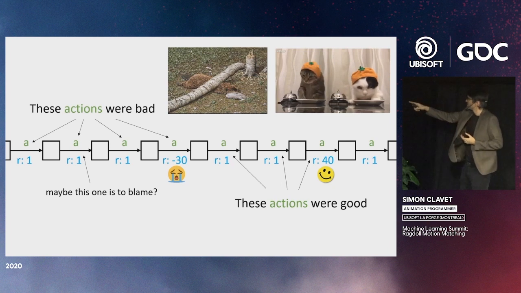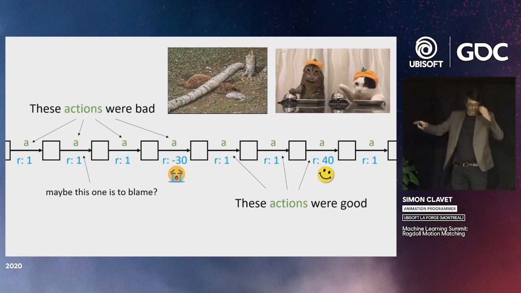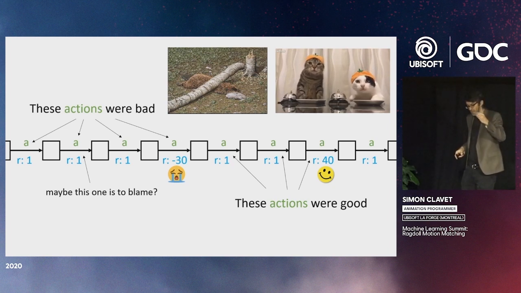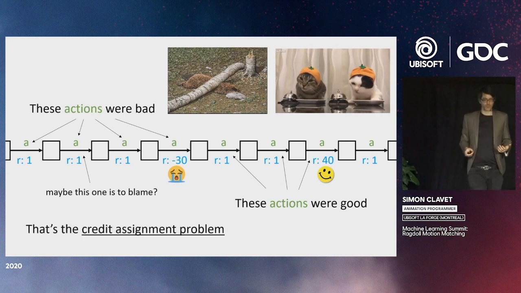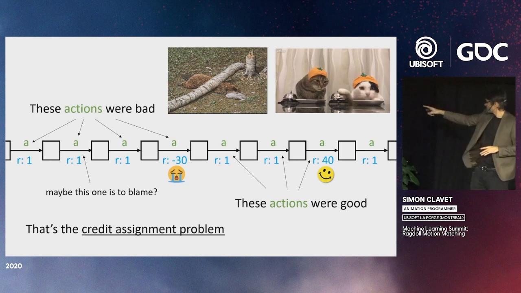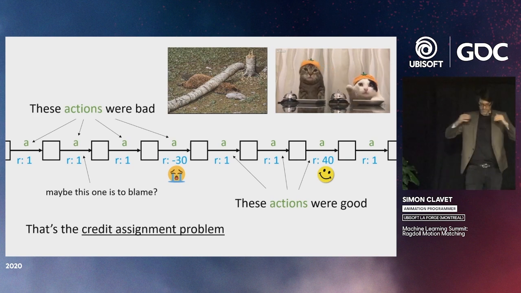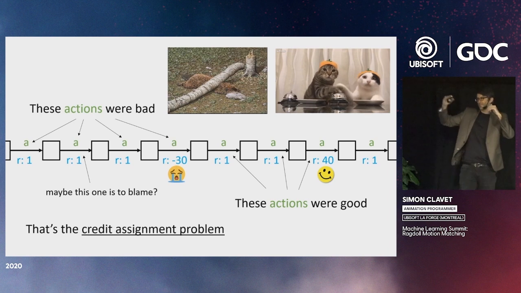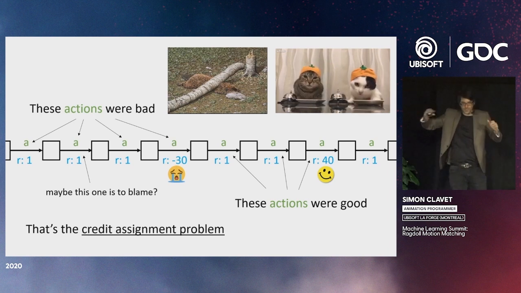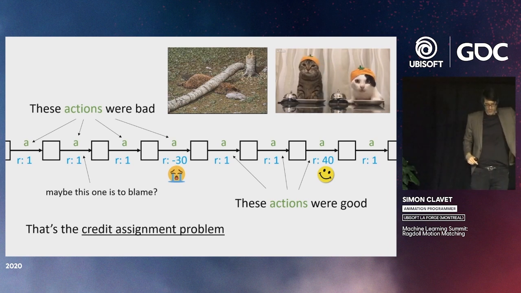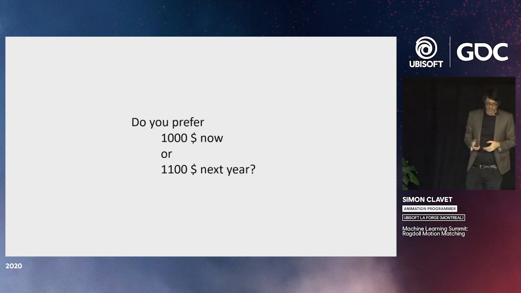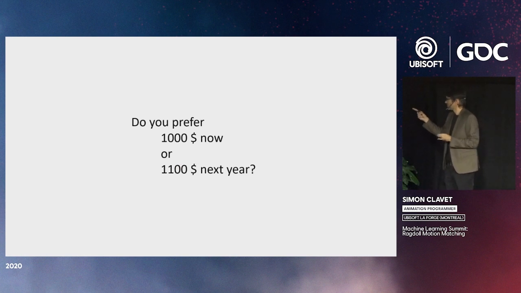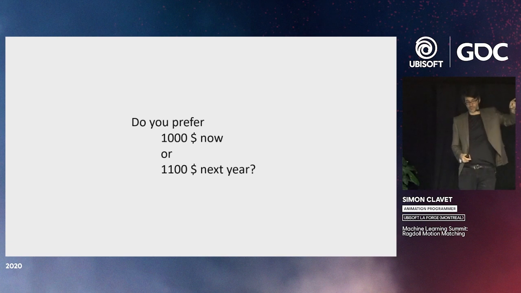But maybe one of these actions is the thing that caused the problem. So trying to decide which actions are responsible for good and bad things that happen later in the future, that's the credit assignment problem. It feels like an easy problem when just looking at it like this, but there's the question of how far in the future should you look for the rewards and how to decide which actions cause the problems. That's a hard problem. And one easy way to think about it is to think about this question: do you prefer some money now or a little bit more money but far in the future?